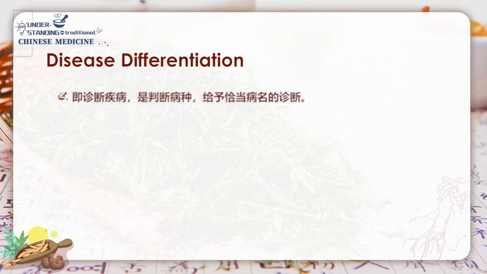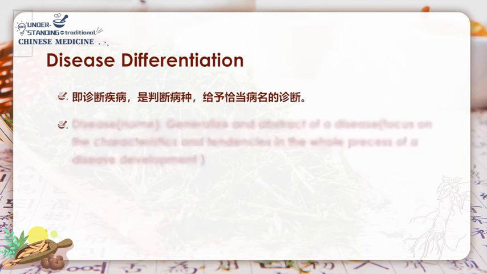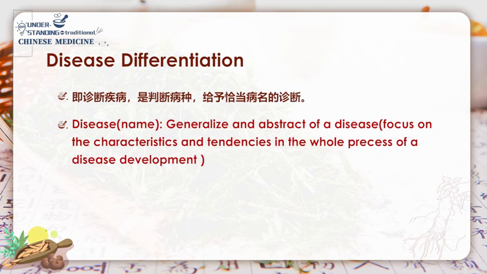Besides the 诊 and 断, there is also some more information we want to share. The disease name in TCM is different from the Western medicine name. It is a generalization and abstraction of a disease, which summarizes the overall focus on the characteristics and tendencies in the whole process of a disease's development. Like dysmenorrhea, 痛经. In TCM, 痛 refers to pain, 经 refers to menstruation, so 痛经 is dysmenorrhea.